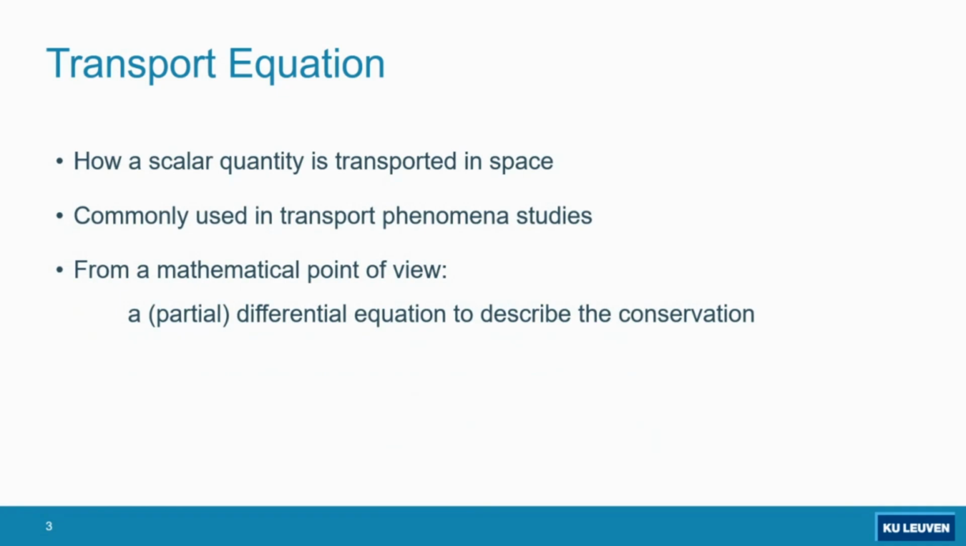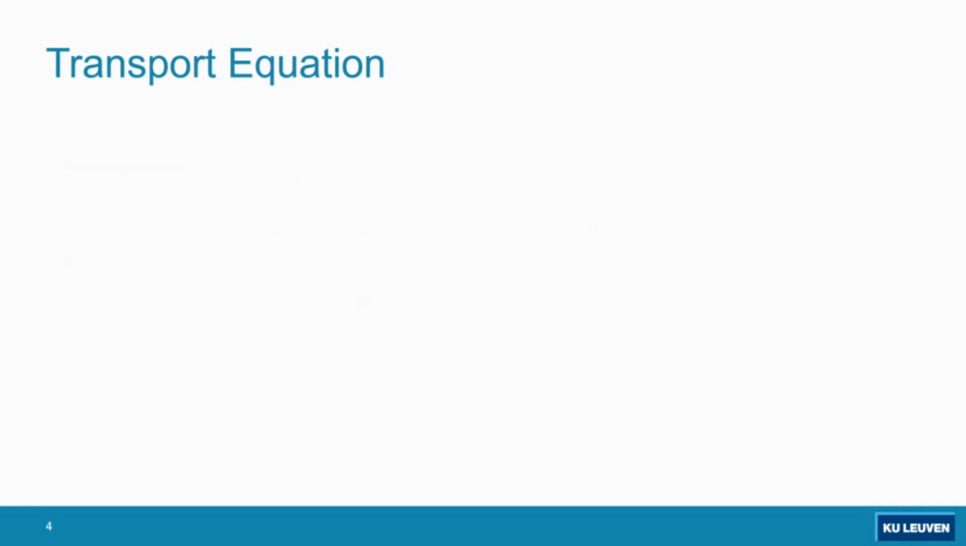From a mathematical perspective, the transport equation is nothing but a differential equation. You know what a differential equation is. We can say more precisely a partial differential equation, which means that you also have partial derivatives in the equation to describe the conservation laws, how mass is conserved, how heat is conserved, this kind of stuff. More technically speaking, the transport equation is called the reaction diffusion advection equation.